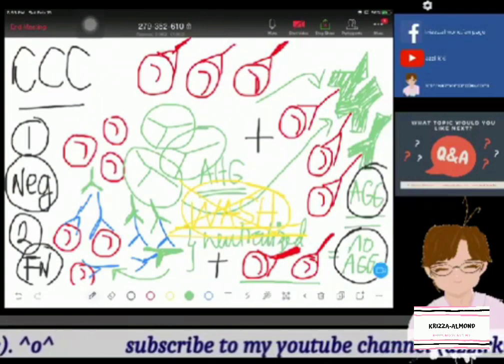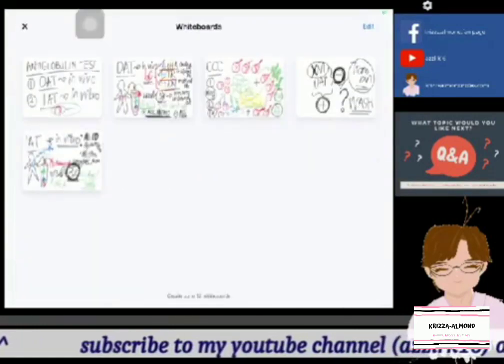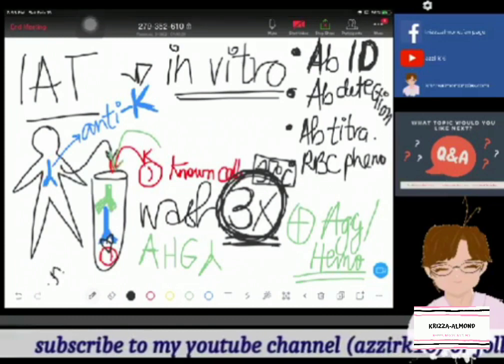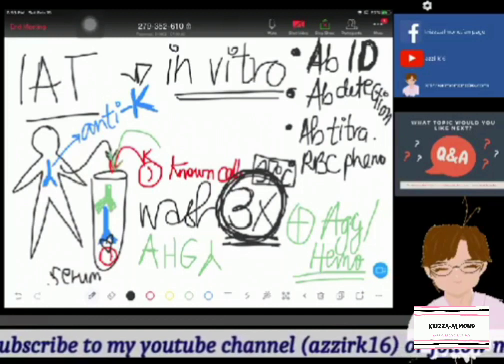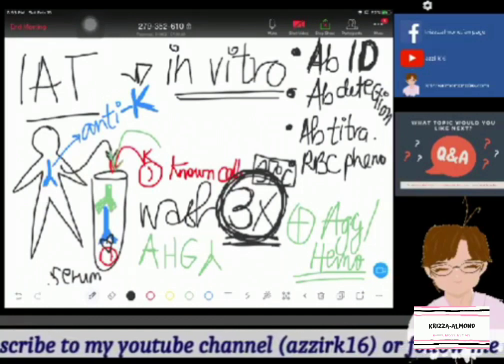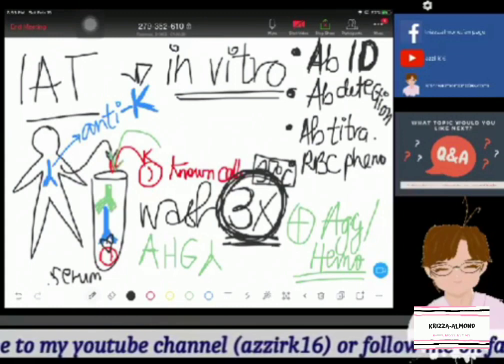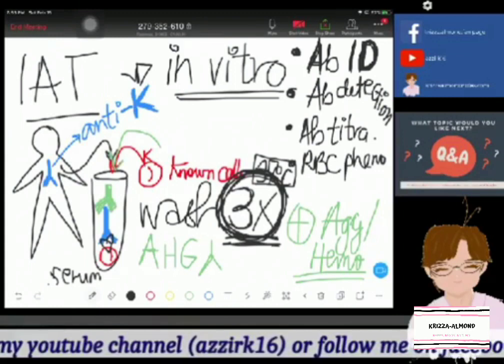Pag sa indirect antiglobulin po, ang pinag-uusapan natin, na ang pinagkaiba lang nito, ang ating specimen ay serum. Okay? Serum. Kasi ang dinedetect natin dito ay antibody ni patient. Alright? So, serum ang ating specimen. Pag DAT, whole blood ang specimen mo. Okay? So, isummarize na natin si IAT.